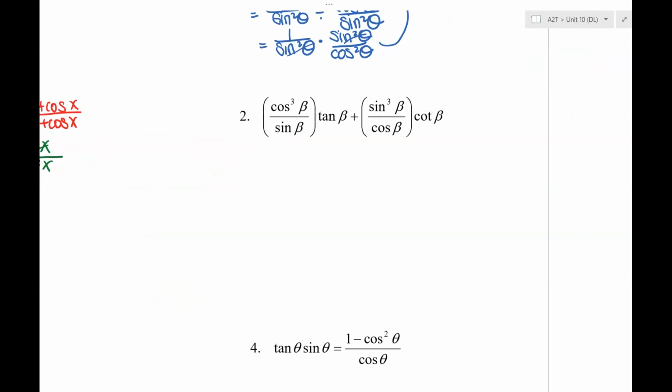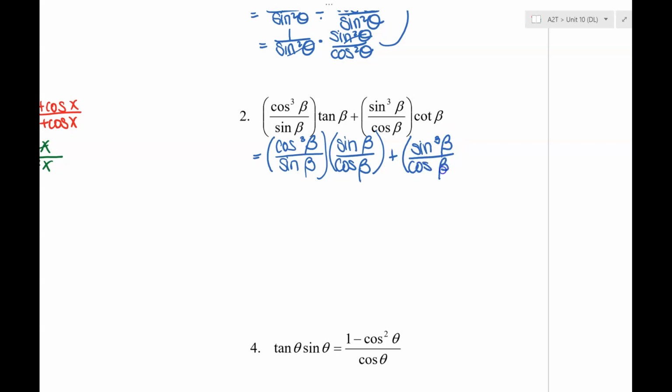Wow, there's a lot going on. There isn't an equal sign, so I'm going to just try to simplify and manipulate. I'm going to leave the cosine cubed beta over sine beta, and then I'm going to change tangent. Tangent is sine over cosine. I'm going to change it so that hopefully all my trig functions are the same and we can see if something will happen here. And then plus sine cubed beta over cosine beta times cotangent.